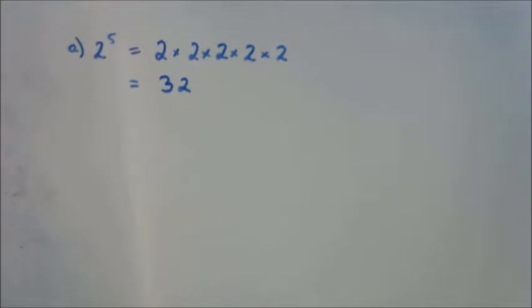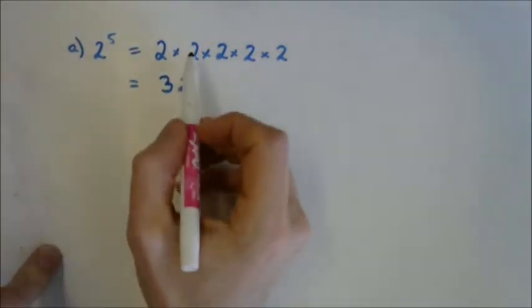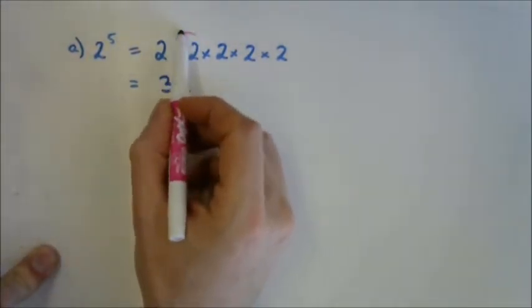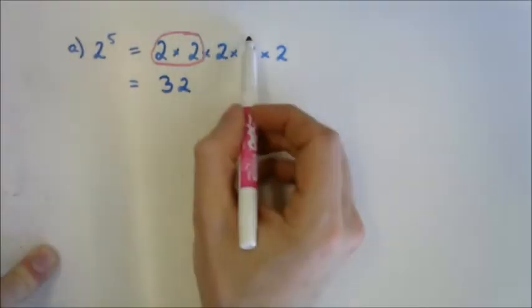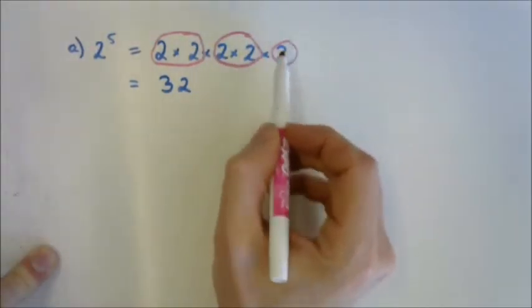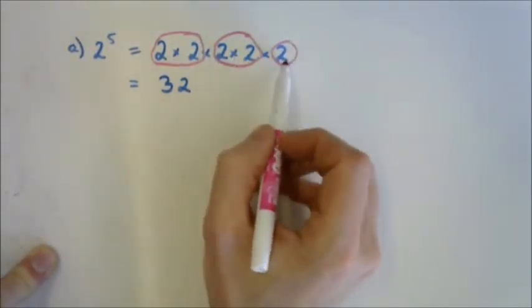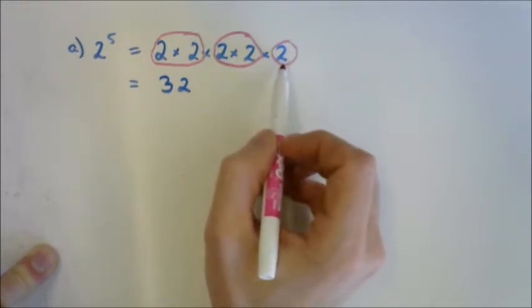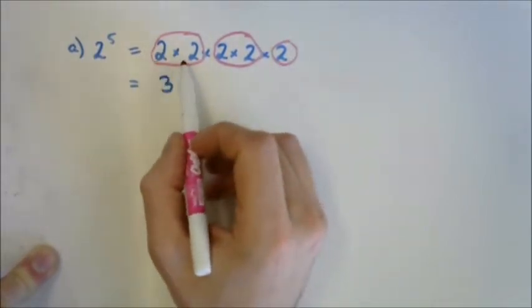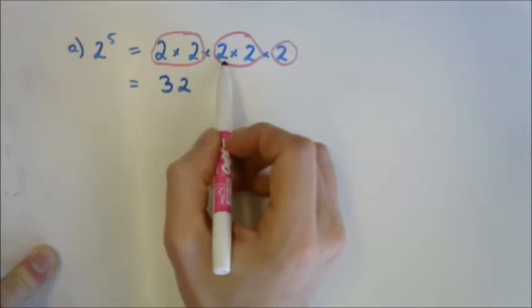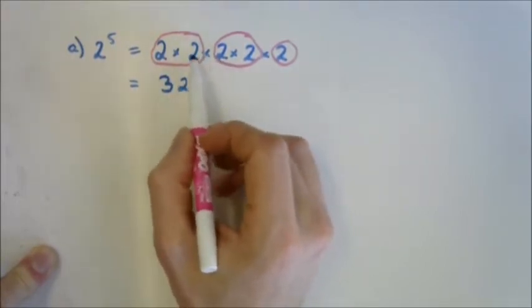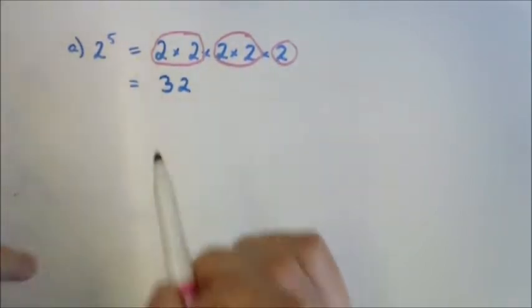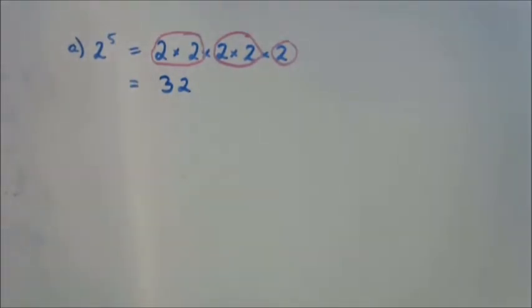Another way to do this would be thinking about it in groups. For instance, if you know that 2 times 2 is 4, you could say, okay, now I have 4 times 4 times 2. 4 times 4 is 16, times 2, 32. Or if you know 2 to the power of 3 is 8, 2 times 2 times 2 is 8, you could just do 8 times 4 is 32. So you can think about it a few different ways.